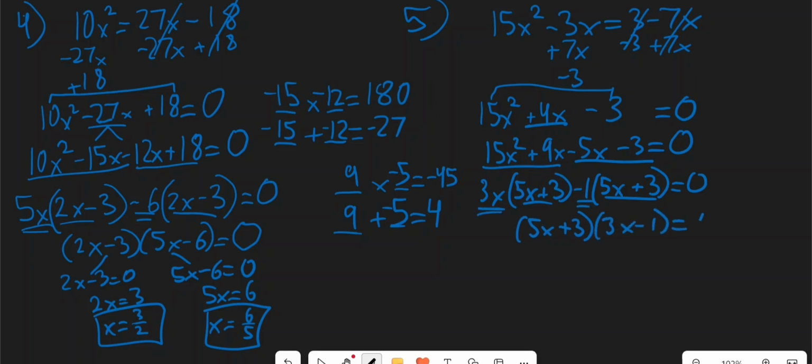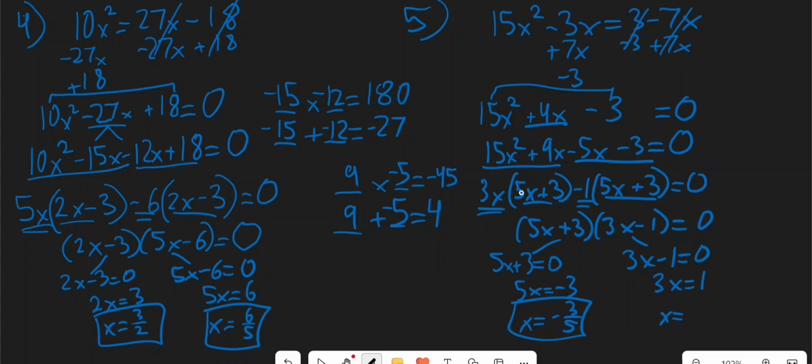All right, so now set both factors equal to 0, so either 5x plus 3 is equivalent to 0, or 3x minus 1 is equivalent to 0. In the first case, if you subtract away 3, then 5x would be negative 3. And then divide by 5, and x should be negative 3 over 5. And in the other case, if you were to add 1, 3x would be positive 1, and then divide by 3, and x should be 1/3. And that's it. These two fractions would be the solution for number 5.